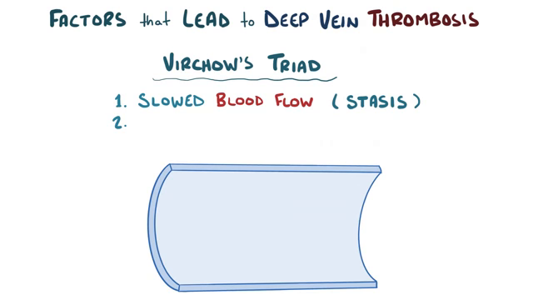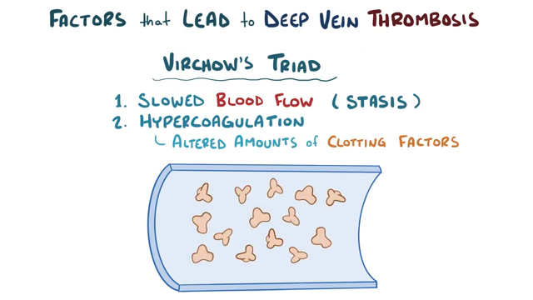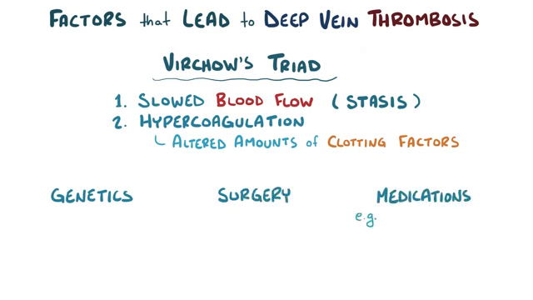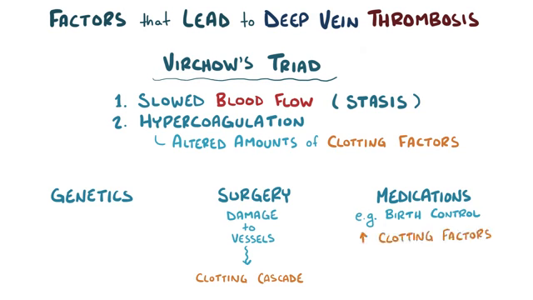The second factor is a state of hypercoagulation, where altered amounts of clotting factors increase primary or secondary hemostasis. This can happen for genetic or acquired reasons like surgery, or taking certain medications like birth control pills. During surgery, physical damage to the vessels activates the clotting cascade. And birth control pills tip the balance towards clotting because they increase the levels of clotting factors and decrease the levels of some of the anticoagulation factors like protein C and antithrombin.